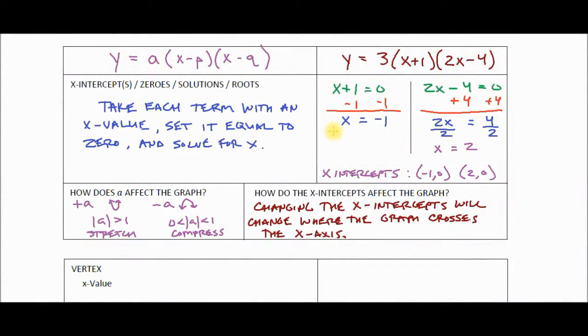Alright, this is a continuation from the last video. We are still in section 2 of our unit 4-5 flipbook. We finished the top flap where we found how to find the x-intercepts of an intercept form quadratic. What does A do? How does A affect the graph? How do the x-intercepts affect the graph?